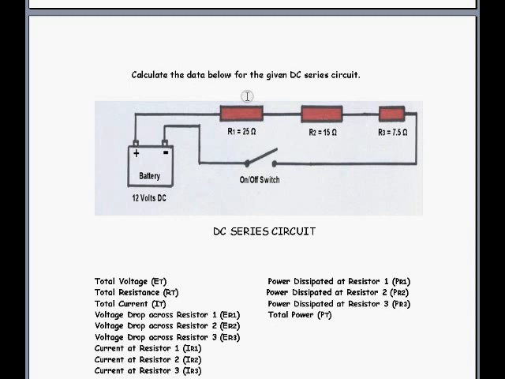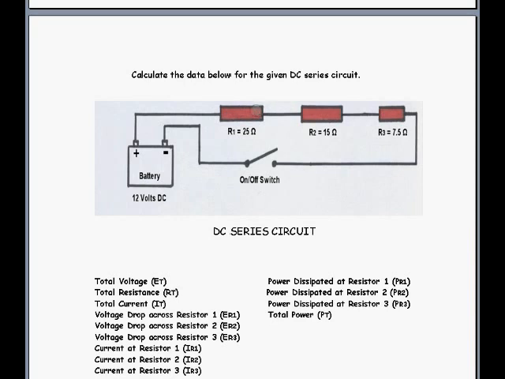So again, we know that whatever the total current is, that will also be the current at all the resistors. E, voltage, is equal to I, current in amperes, times R, resistance in ohms. This will calculate the voltage drop at each resistor. So we can add 25 plus 15 plus 7.5. That will be our total resistance. We can take our total voltage, 12 volts, divide it by total resistance, then we'll get total current in amperes.